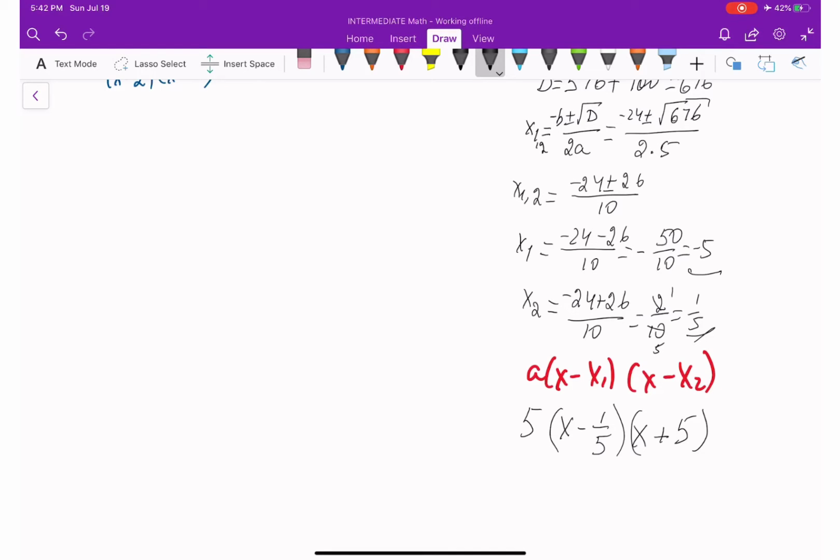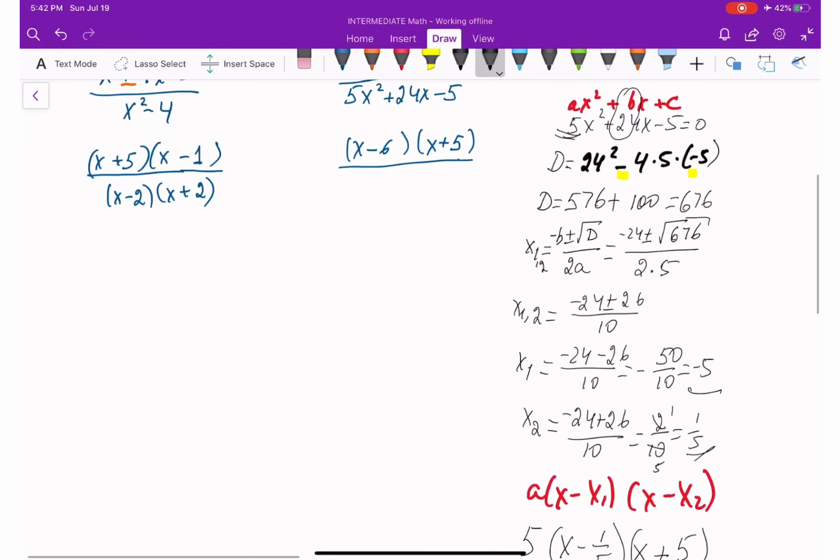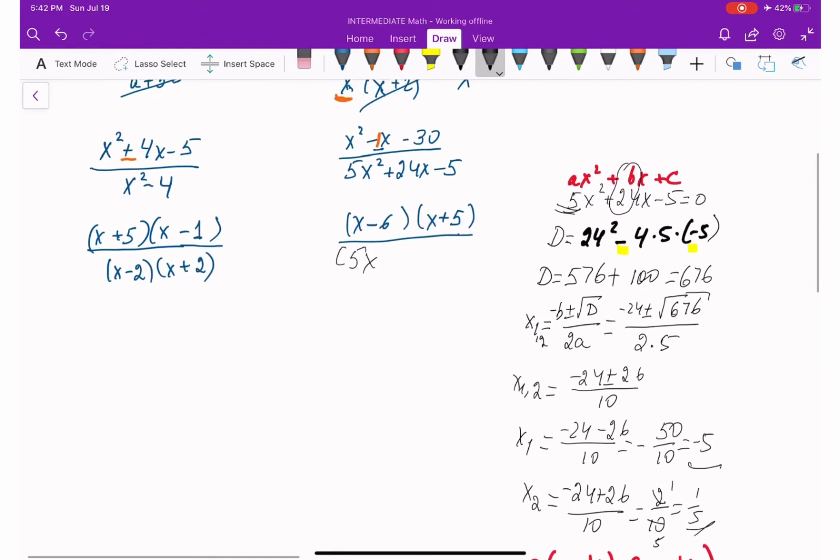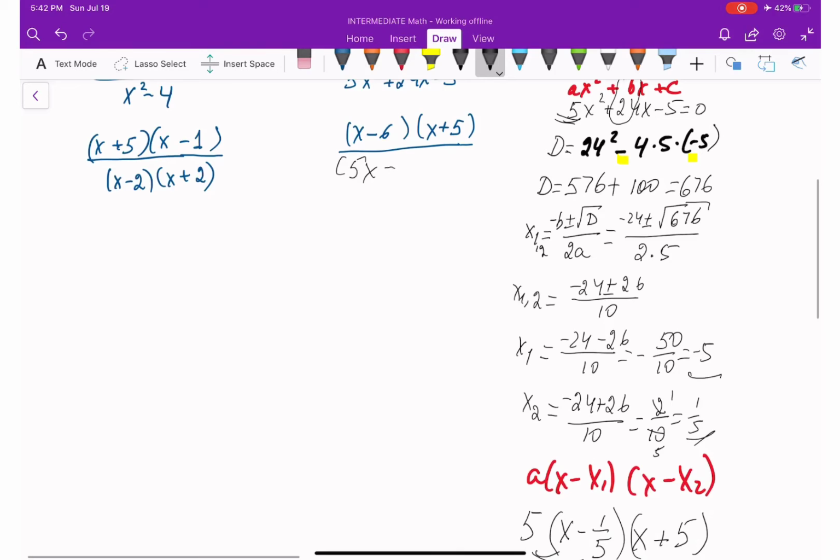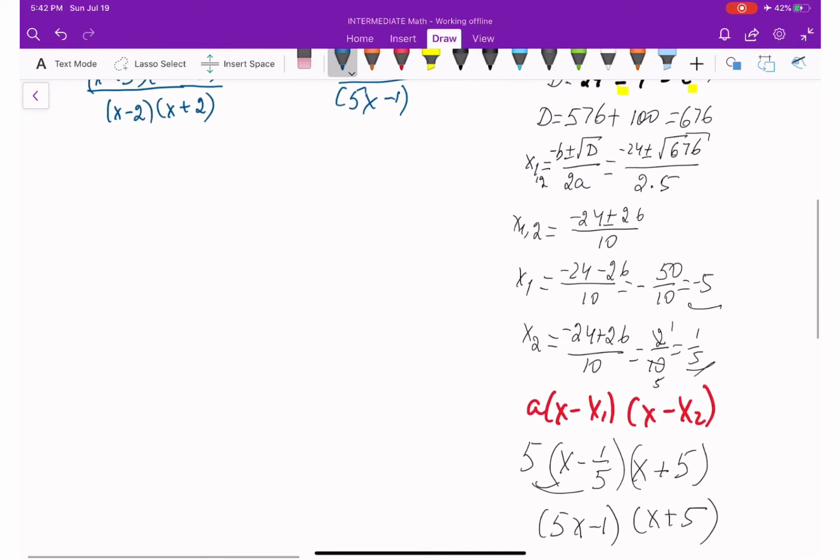Okay, and finally I distribute 5. I get 5x minus 1, x plus 5. Finally we got it. So writing down here, 5x minus 1. Oh, I have to have blue color. Minus 1 and for x plus 5.